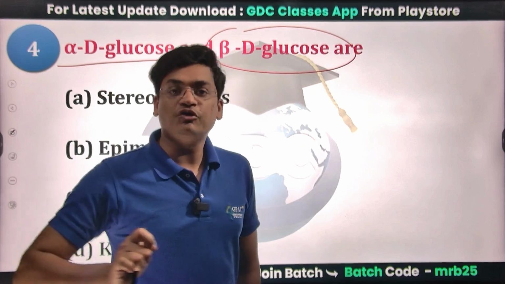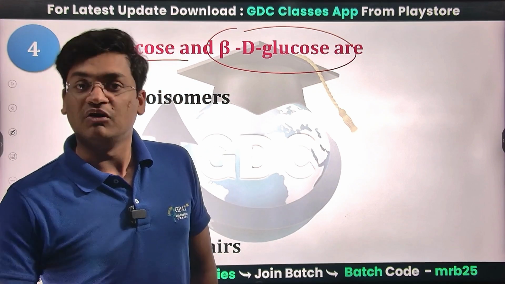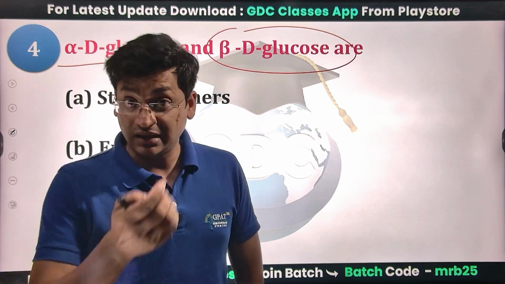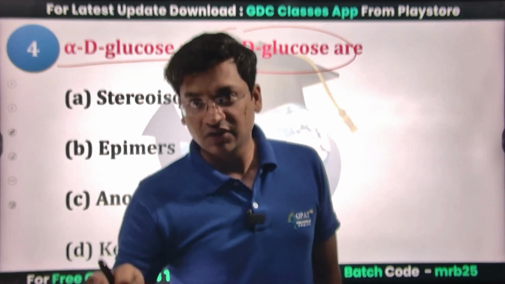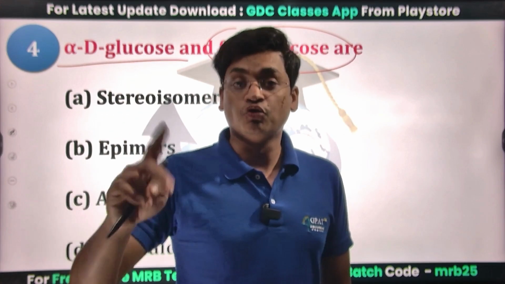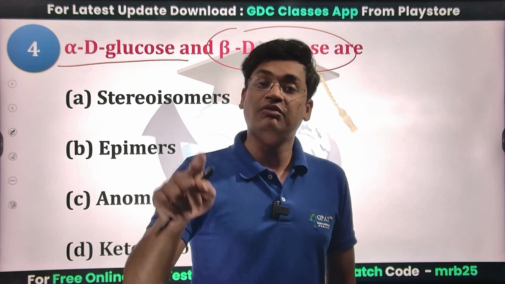Now in this mutarotation, we have the alpha and beta forms of a single kind of sugar, let's suppose glucose. Glucose is converted into the cyclic form in two forms: one will be the alpha form and one will be the beta form.